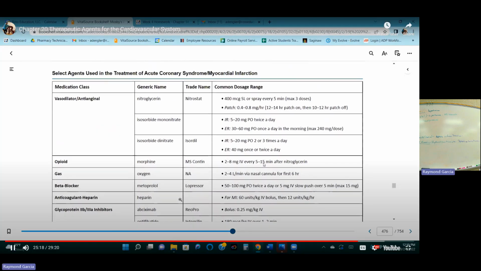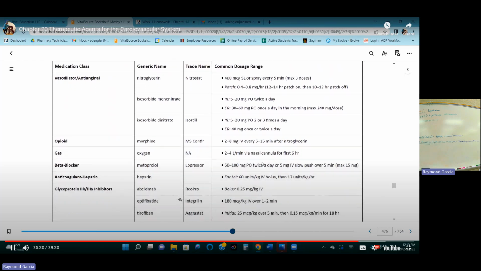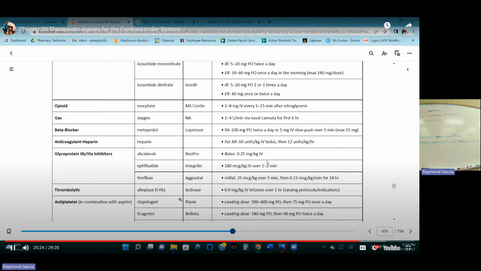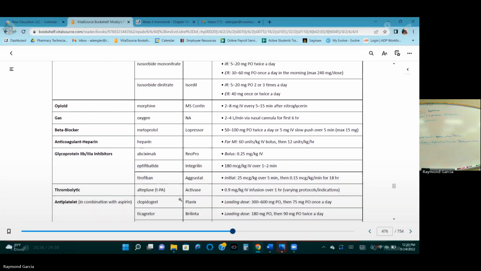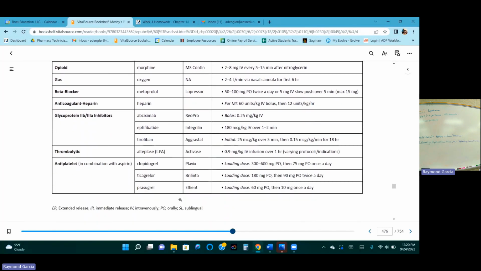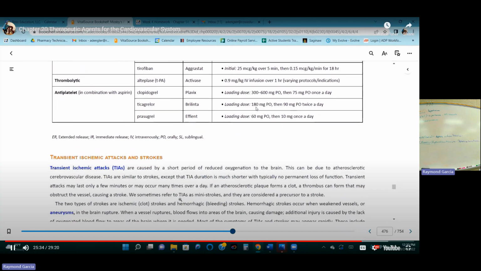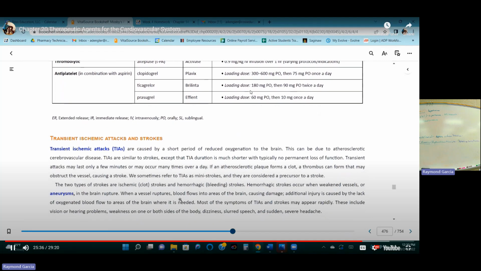Vasodilators and anti-anginal medications like nitroglycerin and isosorbide. We have opioid, morphine, gas, oxygen, beta blocker, metoprolol, anticoagulant, heparin, thrombolytic, alteplase, antiplatelet in combination with. So if you have had a heart attack, the doctor is usually going to prescribe some clopidogrel, Nitrostat, stuff like that. Aspirin.